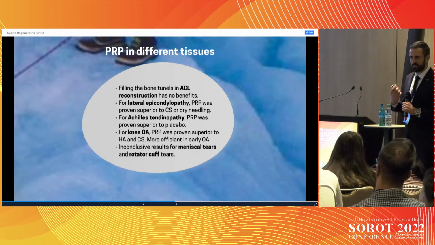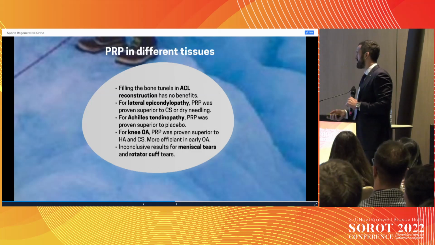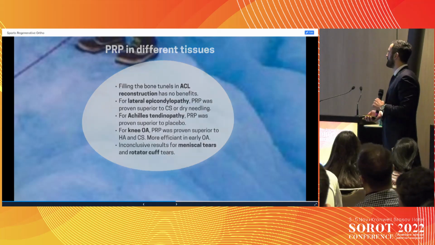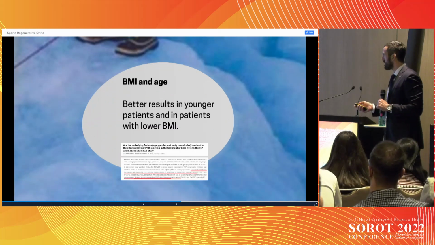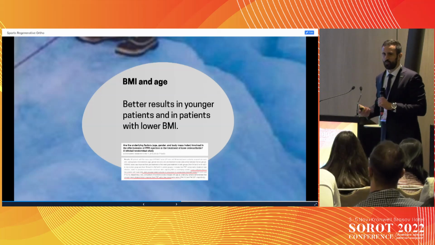It is more efficient in early osteoarthritis. And inconclusive result for meniscal tears and rotator cuff tears. For rotator cuff tears, I'm very pessimistic. BMI and age, of course: better results in younger patients and in patients with lower BMI.